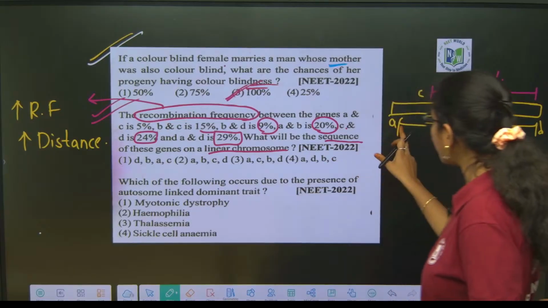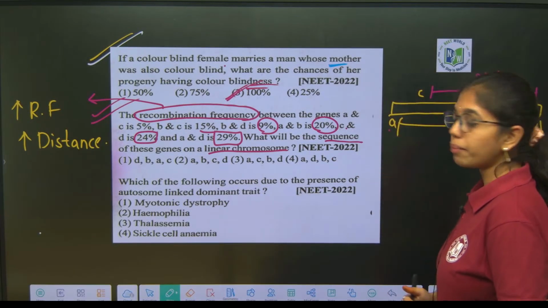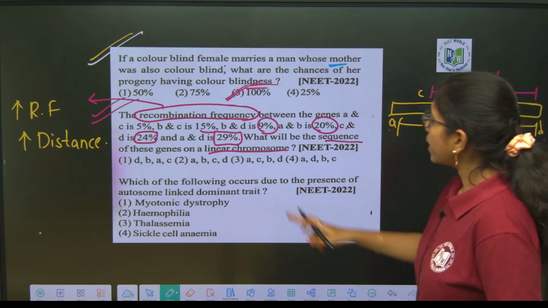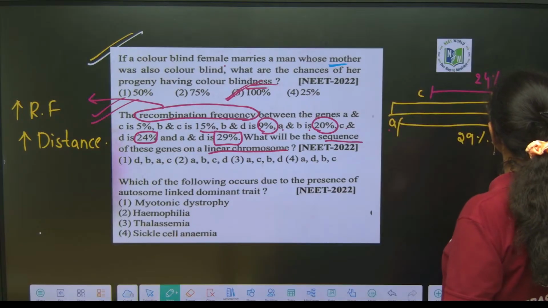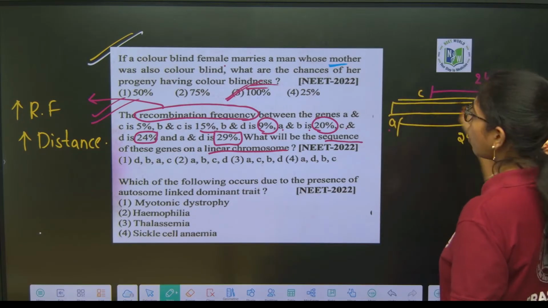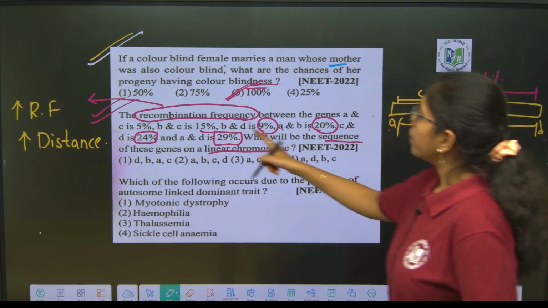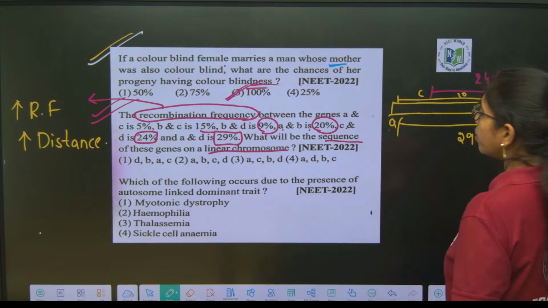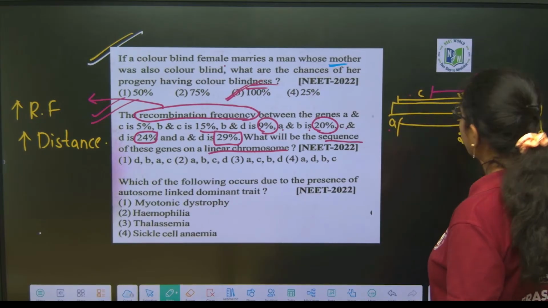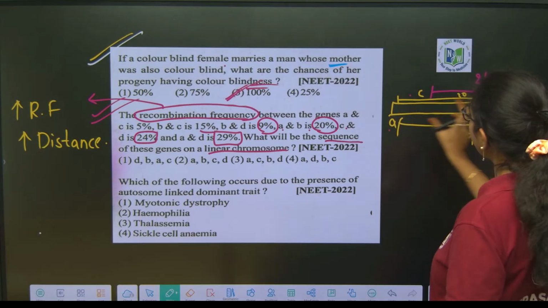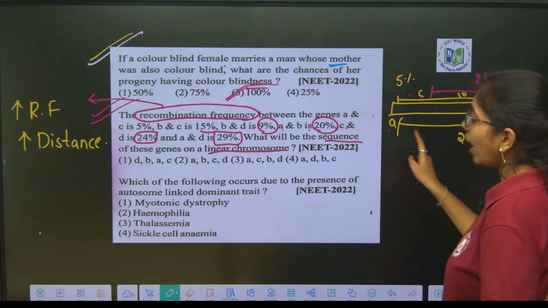First you have to plot between those two genes which have the maximum distance, and then come in descending order. Next, A and B is 20%. So, A is here, B will be somewhere over here. Fine. And then BD will be 9%, BC will be 15%. When BC is 15, AC will be 5%. Clear, right?